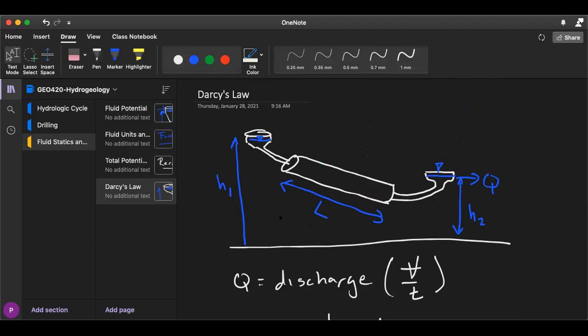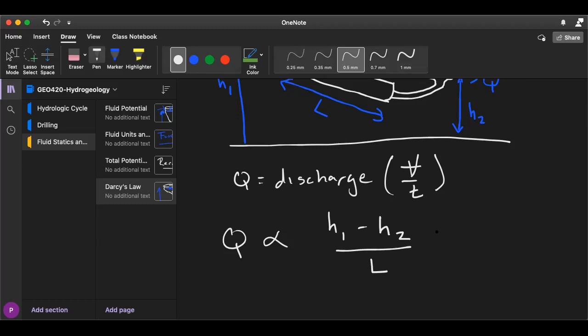All right. And then he found that, well, if I change the length of the column, if I kept this height the same, but I shortened the column, I'd get more discharge. Or if I lengthened the column, I would get less discharge. So this is the head here, and this is the head here. Remember, these are measures of the total energy of the water. The difference in head divided by the length between those two heads, we're going to call the head gradient. And this is the fundamental thing that we're going to try and wrap our minds around. But the head gradient is the difference in the total head between two points divided by the distance between those points. All right. So we're going to call this the head gradient.